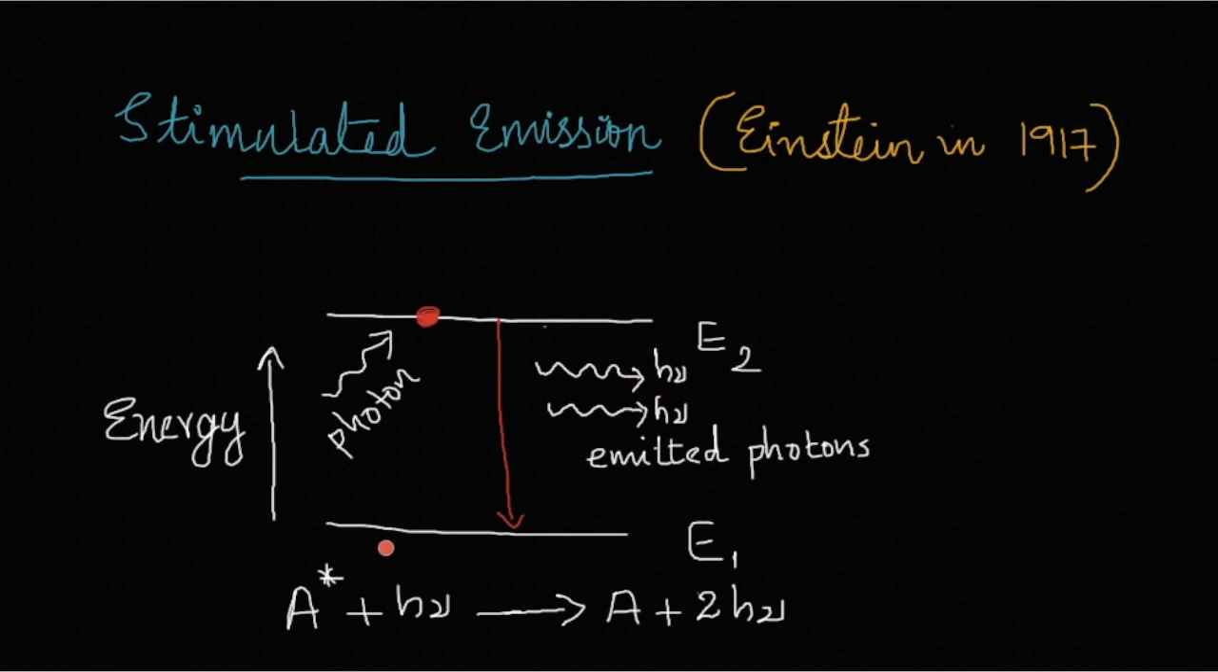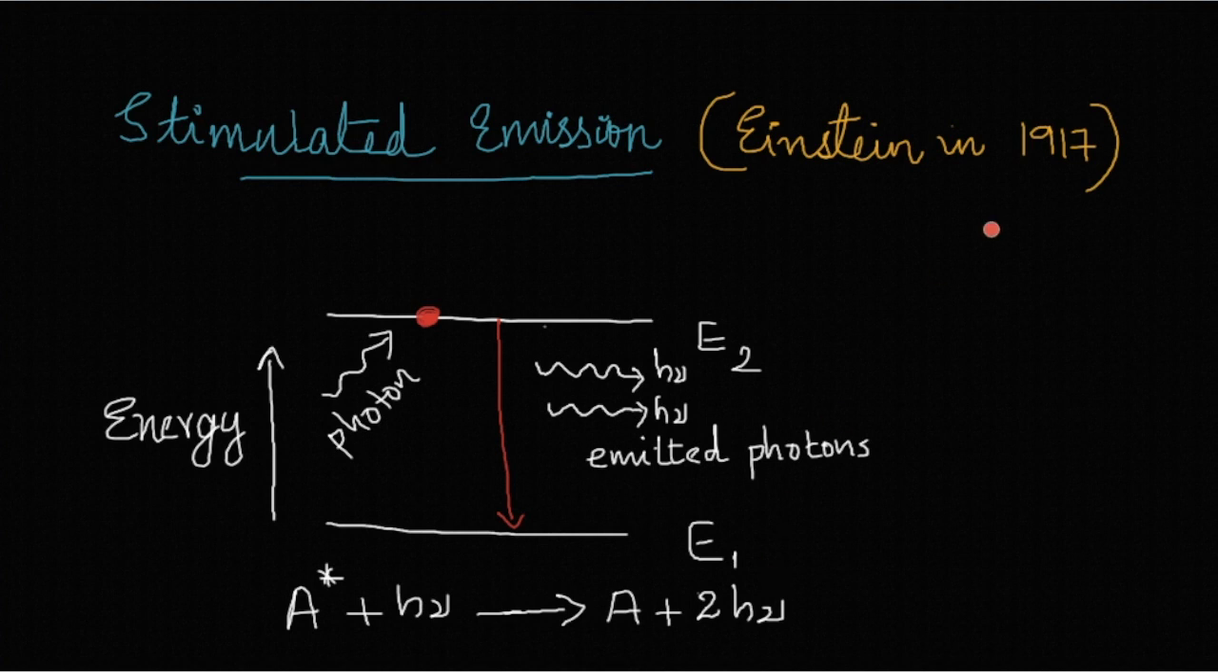So this reaction may be denoted as A star. Here A star means the atom is already in the excited state. So A star plus an incident photon gives back the atom A plus 2 h nu. So here the passing photon does not disappear, and in addition to it there is a second photon emitted by the excited atom. So the phenomenon of forced photon emission by an excited atom due to an external agency is called stimulated emission or induced emission.